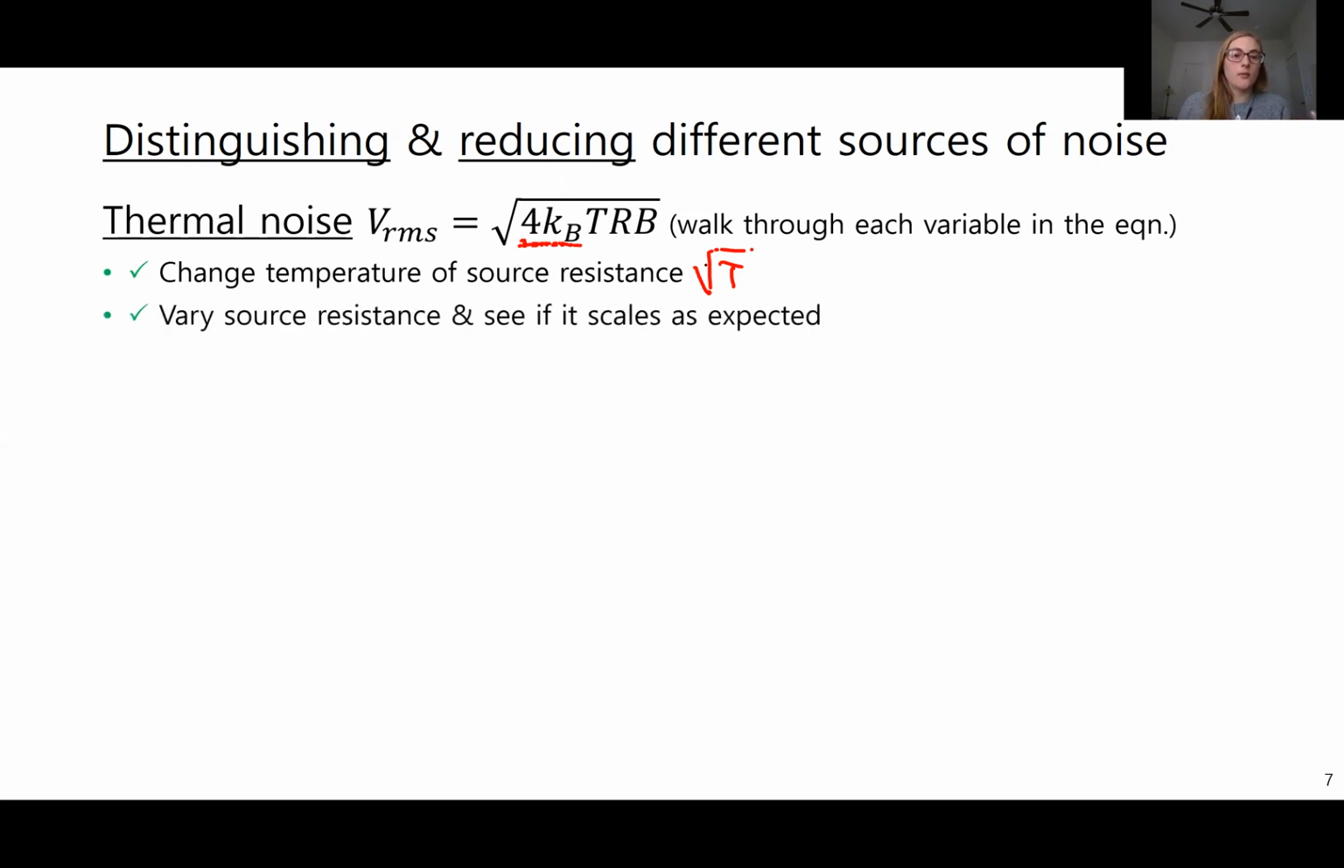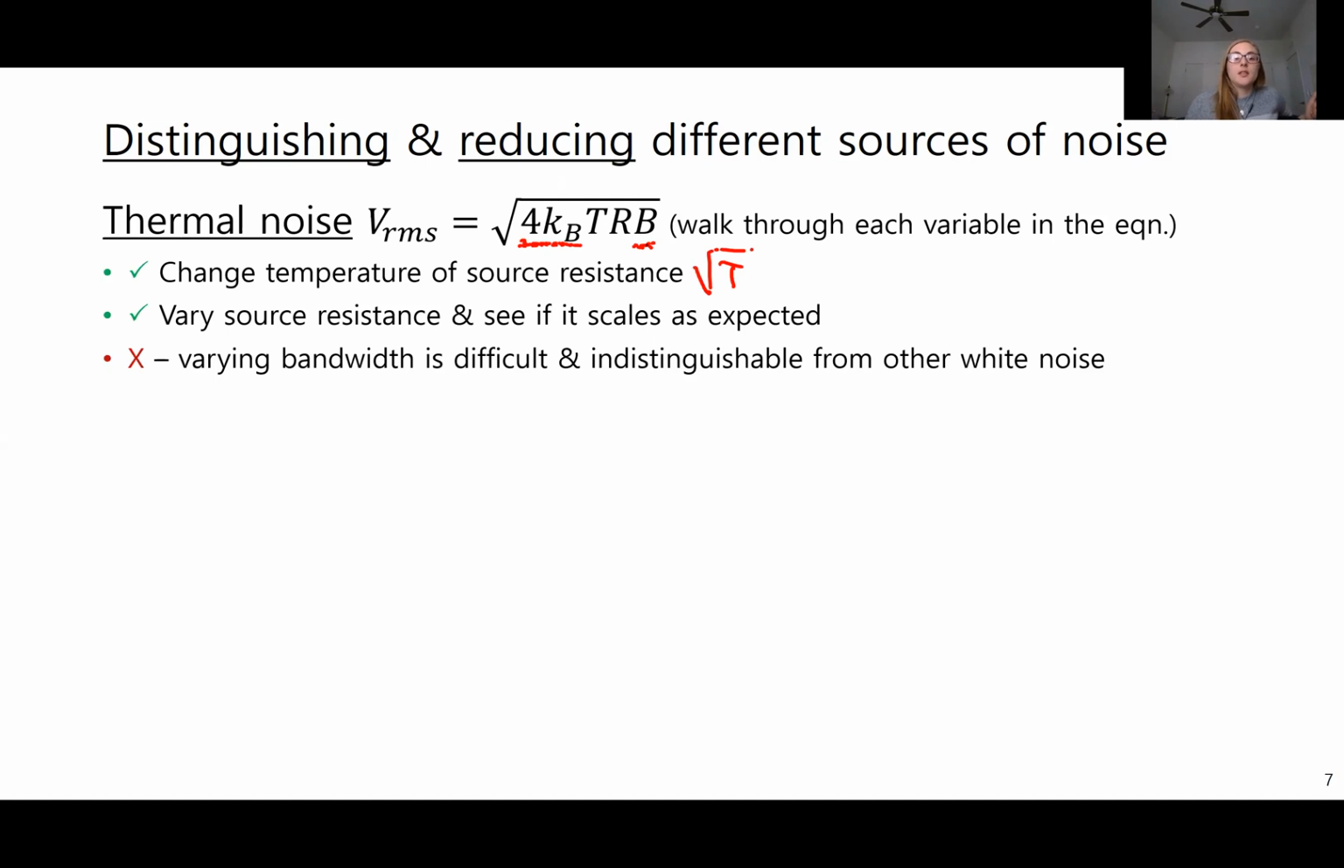Another thing is, can you vary the source resistance and see if that scales as expected? And then the last thing, if we're walking through this equation, is the bandwidth, but it's often difficult to vary the bandwidth. You're typically interested in signals at a certain frequency, so changing that bandwidth can be a challenge. Also, shot noise scales with the square root of B as well, so that wouldn't tell you if your source was thermal or shot noise. So those are ways that you would identify that you have thermal noise present.